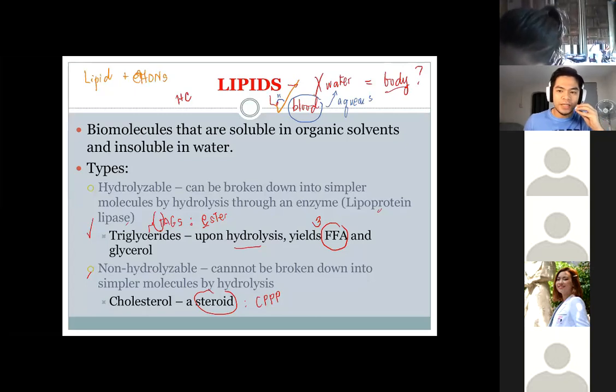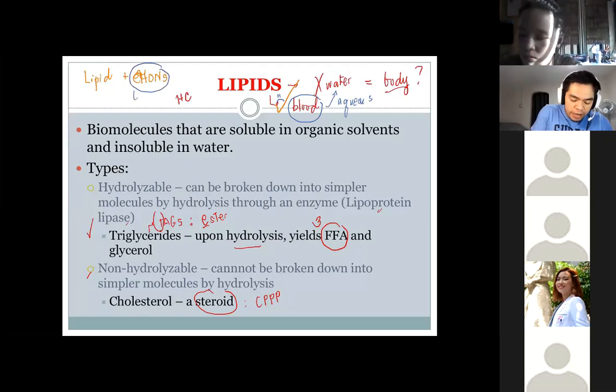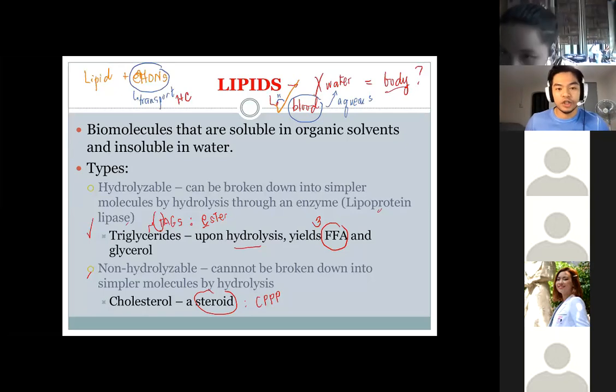What does chon mean? Ano yung mga chons? Yes, that's right. So they have to be combined with proteins. Remember, proteins have diverse roles. And one of the functions of proteins ay for transport. Okay? Isa sa function ng proteins ay for transport.